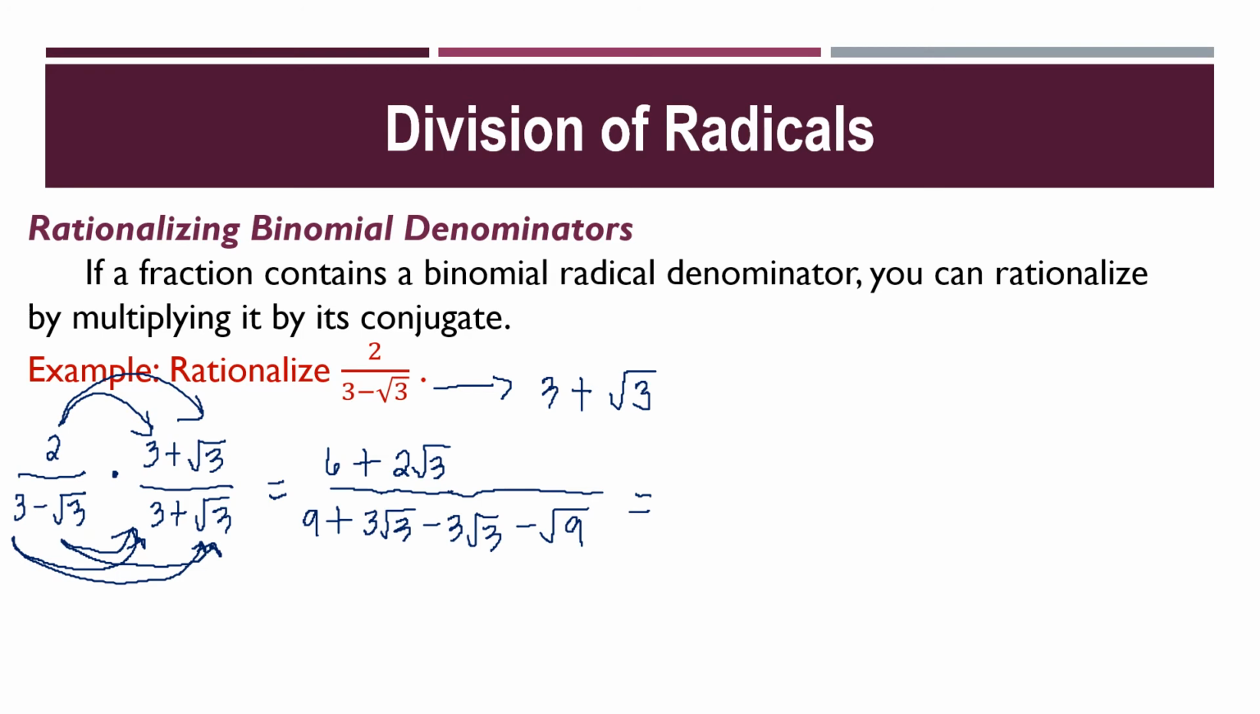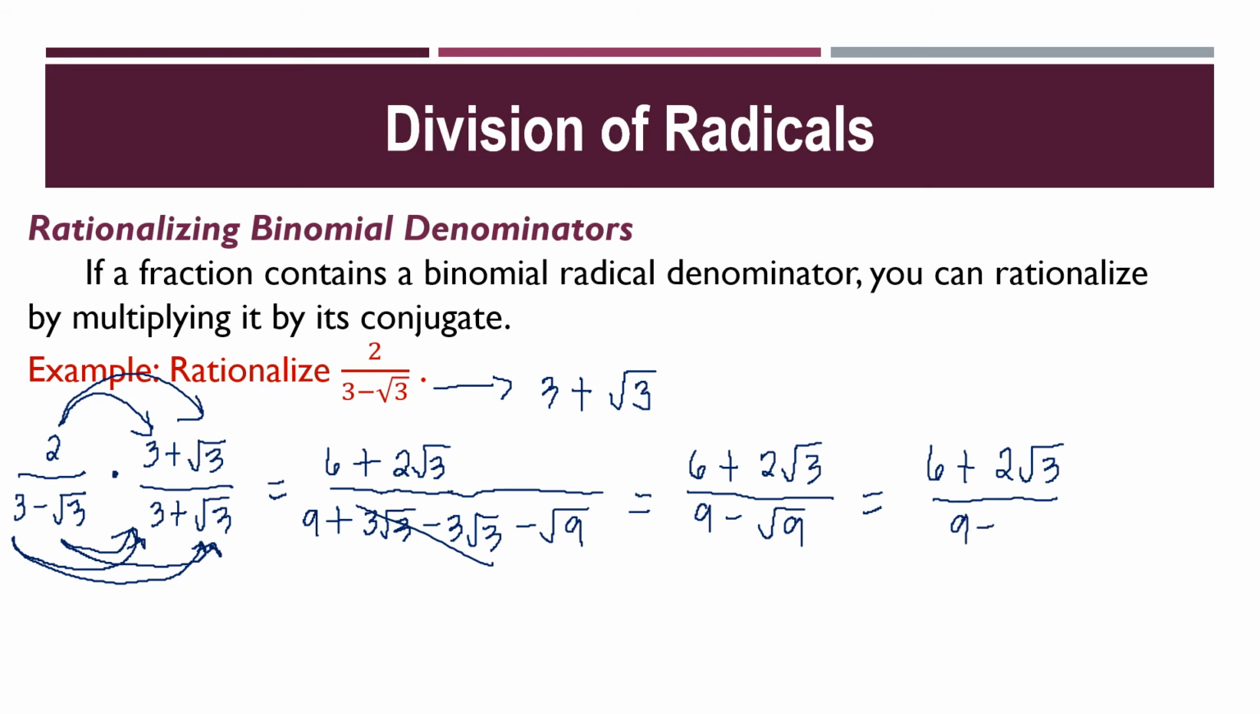Let us simplify. We have 6 plus 2 square root of 3. For the denominator, you can observe that we have 3 square root of 3 minus 3 square root of 3, so that will be cancelled. What will be left is 9 minus square root of 9. Simplifying this, we have 6 plus 2 square root of 3 over 9 minus the square root of 9, which is 3. So we have 6 plus 2 square root of 3 over 9 minus 3, which is 6.